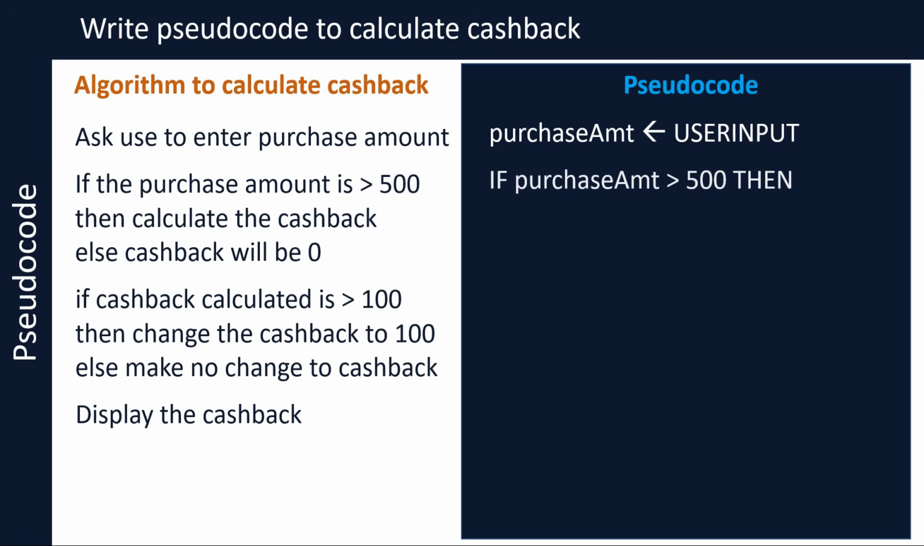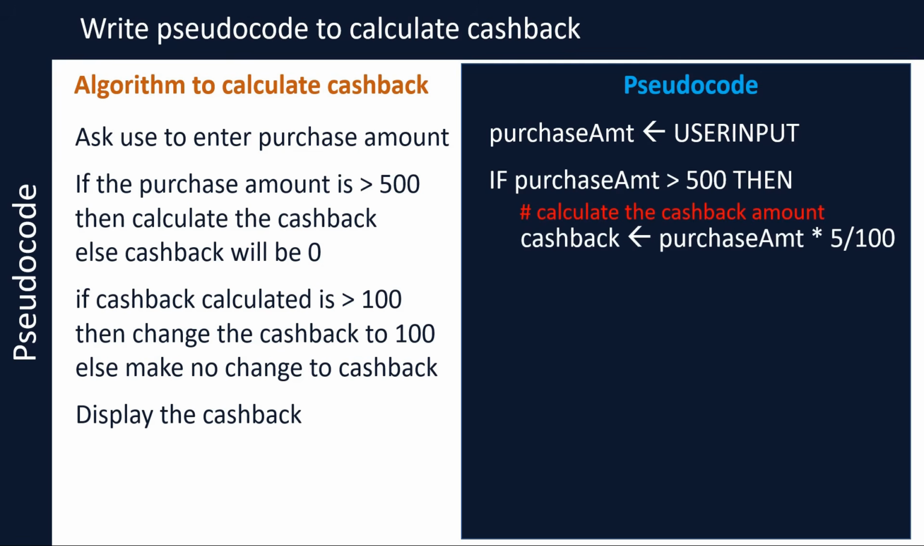Here, we are checking if the value stored in the variable named purchase AMT is greater than 500. We are using the relational operator greater than here to compare the purchase amount with 500. If the purchase amount is greater than £500, then we calculate the 5% cashback by multiplying purchase amount by 5 and dividing it by 100. If the purchase amount is less than £500, then we will set the cashback to 0.